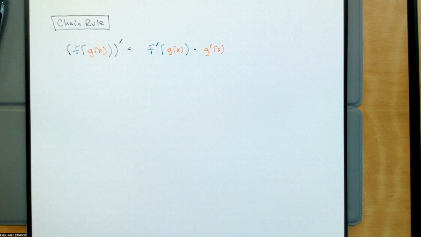A lot of shorthand in that. Sometimes it's phrased like this. Take the derivative of the outside, leaving the inside alone. That's another way I might say that, as with respect to the inside. Then multiply by the derivative of the inside. So I'm referring to g of x as the inside.